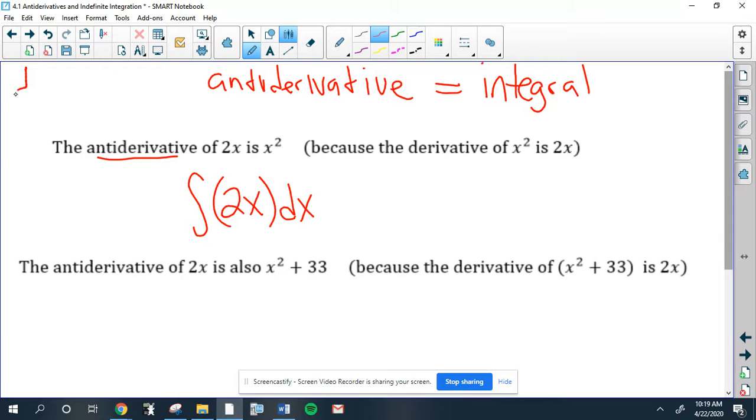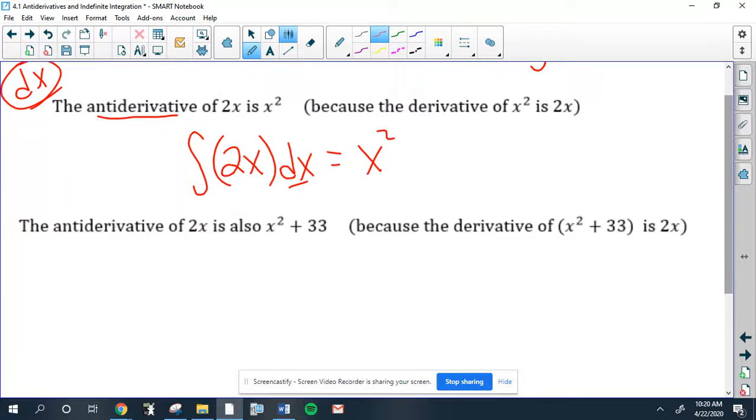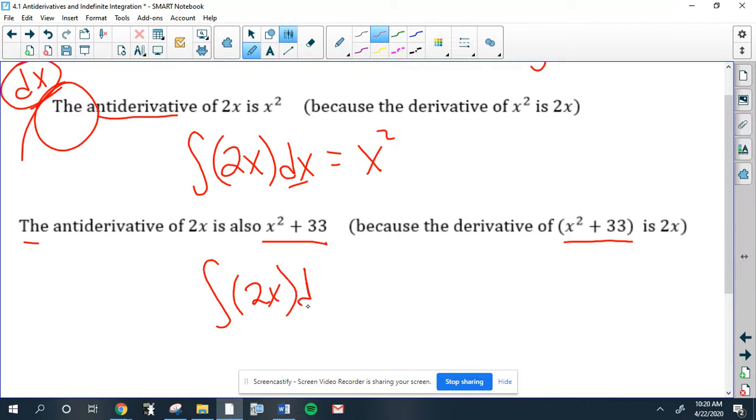That's just like when we did dy dx. That was the derivative with respect to x. That's what the dx meant. That's also what it means for an integral or antiderivative. And we know this is x squared. But the equals sign is not a really good word to use here because we can also say the antiderivative of 2x is that, because the derivative of x squared plus 33 is 2x. So you could also say the integral of 2x equals x squared plus 33.